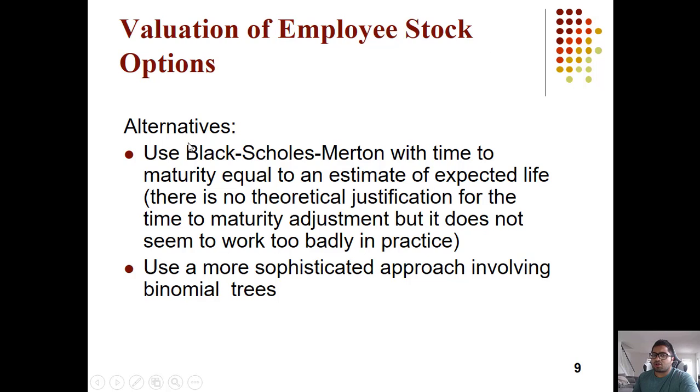Now, how to value employee stock options? You can use the Black-Scholes-Merton model that we discussed in the last class with time to maturity equal to an estimate of expected life. There is no theoretical justification for the time to maturity adjustment, but it does seem to be followed in practice. So what do you do? You calculate the average time an employee takes to exercise the option in the past. Use that time to value the current option, and we use the Black-Scholes-Merton model that we discussed in the last class to do that. You can also use a more sophisticated approach like binomial trees that we discussed last class.